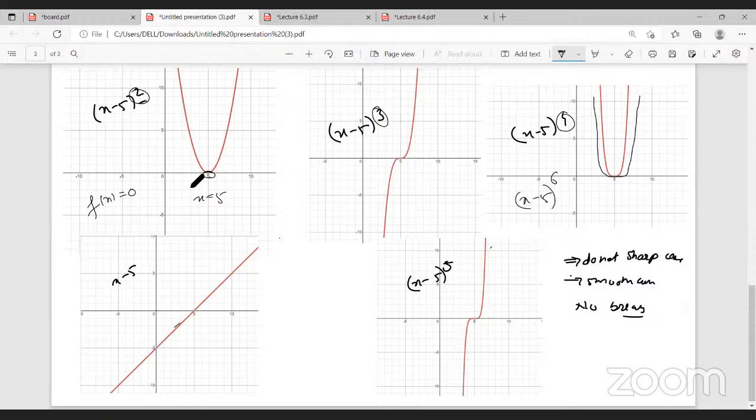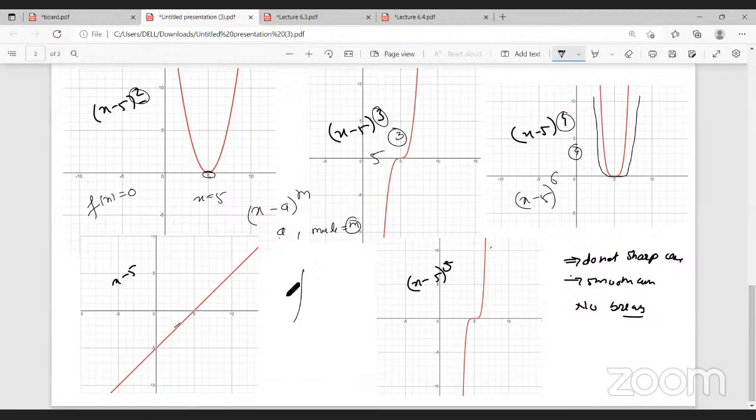What is the multiplicity here? 2, as you can see. If I have a general expression (x minus a) to the power m, then the zero of this term will be a, and the multiplicity will be m. In this case, the zero will be 5 and the multiplicity will be 3. Here the multiplicity will be 4.